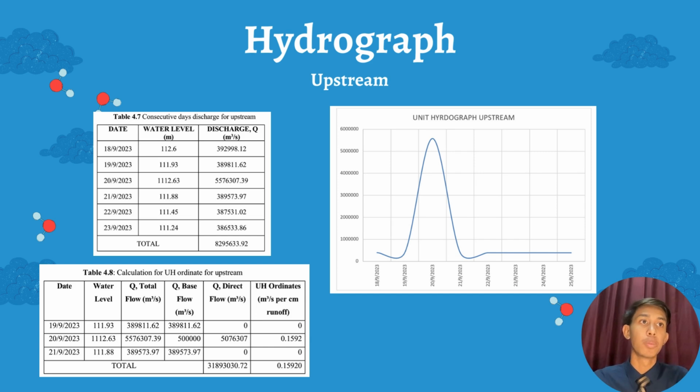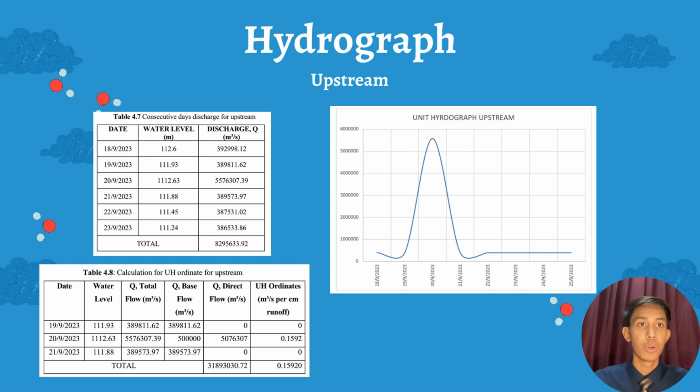Now I will continue to present about hydrograph. First, for the hydrograph, for upstream we get it by using data from discharge, which is Q. We get discharge with 1 over the value of roughness multiplied by area multiplied by radius power of 2 over 3 multiplied by slope power of 1 over 2. Then we will make the unit hydrograph upstream and focus on the peak and higher value discharge to find the UH ordinate upstream, which we get 5576 307.39 meter cube per second.